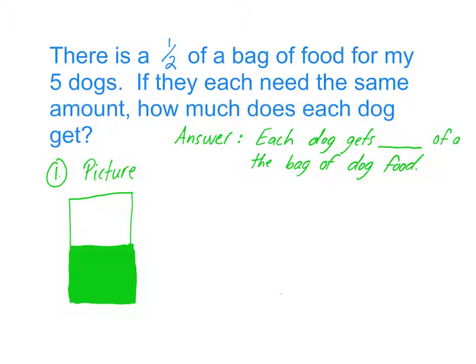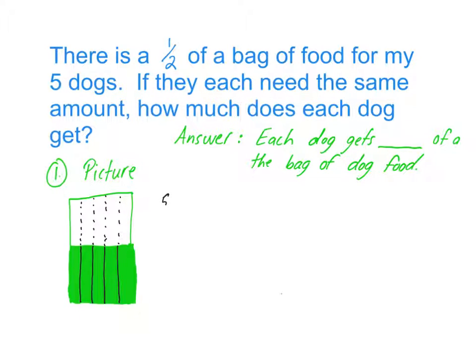There's a half of a bag of food for my 5 dogs. If they each need the same amount, how much does each dog get? So I already drew a picture, and I need to divide my food into 5 equal sections for the dogs. I'm going to do my best here. Fifths are sometimes tricky to draw. There's 2, 3, 4, 5. Doesn't look too bad.